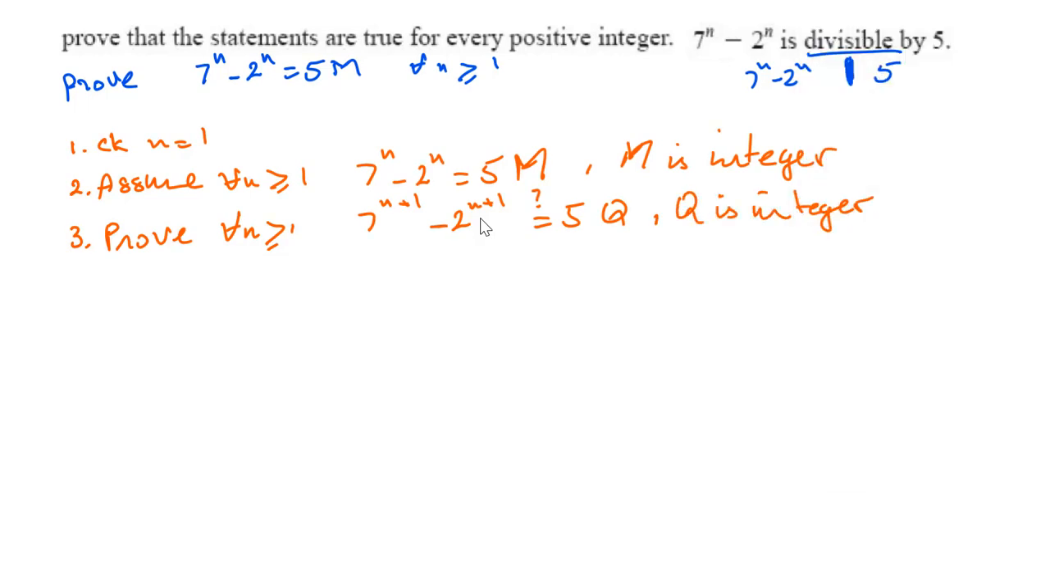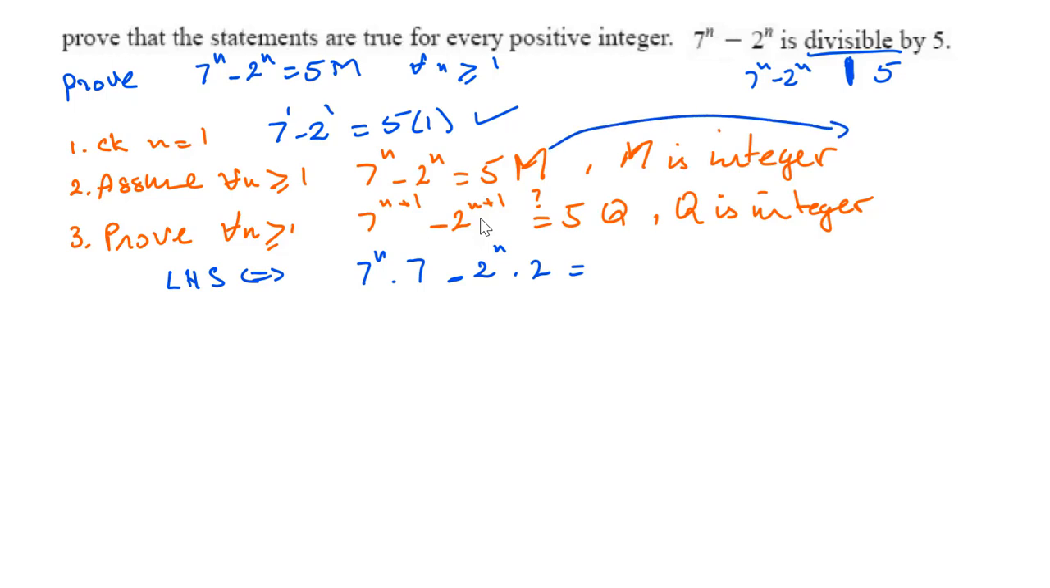So let's check for n equal 1. Is 7 to the 1 minus 2 to the 1 equal 5 times something? Yeah, 7 minus 2 is 5 times 1. So it's checked. So to prove this, I'm going to start with the left hand side. So I say 7 to the n times 7, because that is 7 to the n plus 1, minus 2 to the n times 2.